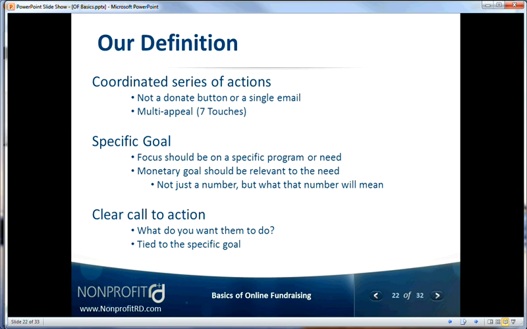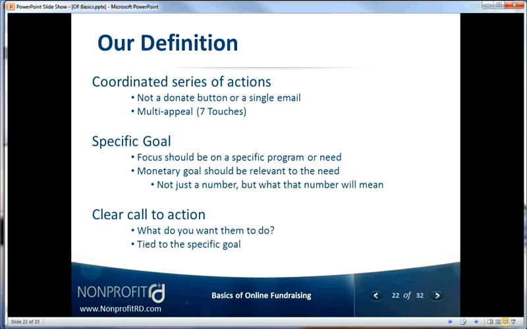And it shouldn't just be a number. It shouldn't be we're trying to raise $100,000. It should be what that number means. If we raise $100,000, we can start the after-school program. If we raise the $100,000, we can get rid of our backlog on the wait list. There has to be some reasons behind that. You're going to see that your online fundraising will go up dramatically when people can see what their money is going to do.